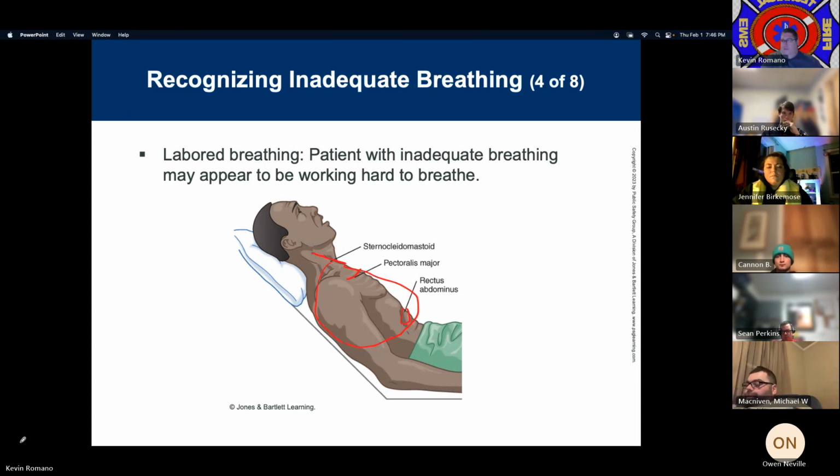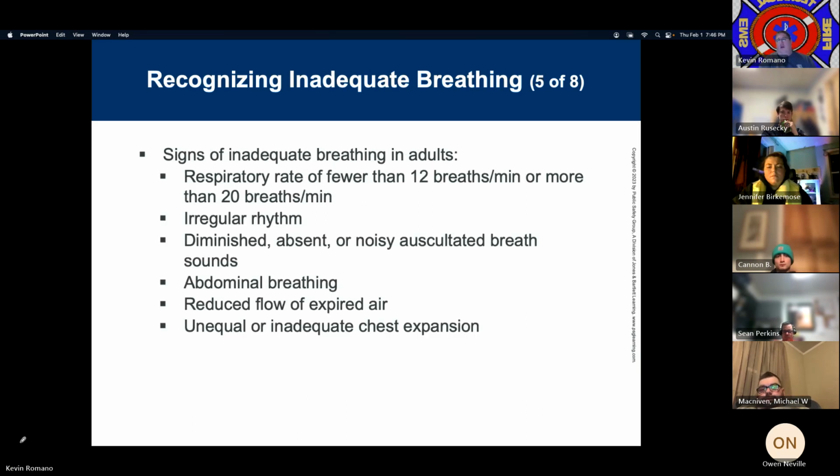But you have to be able to assess. And if you're doing assessments and not lifting up the shirt to look at certain things, we're missing stuff. We don't want to miss the assessment. Take a look.